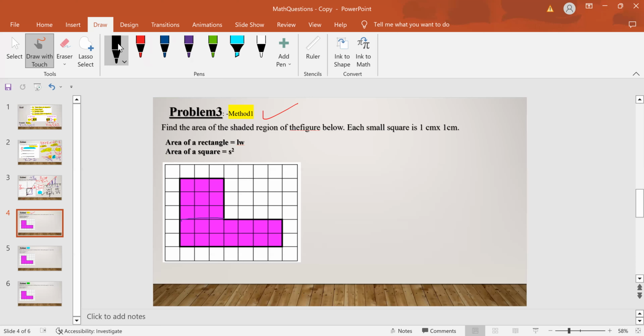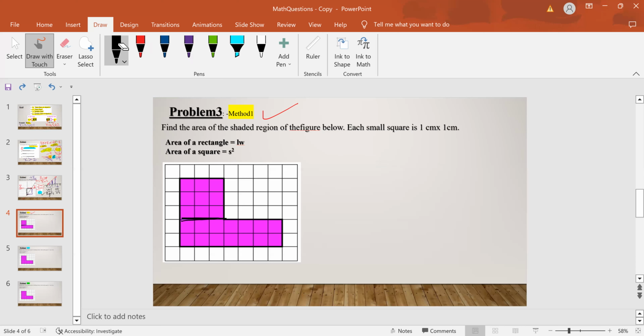Let's use black, like this. You see? So doing that, I have a square. Why a square? Because you're going to have 3 units here, 3 units here. So I have a square and a rectangle below, a square on top and a rectangle below. Because they say here each small square represents 1 centimeter, that means what?